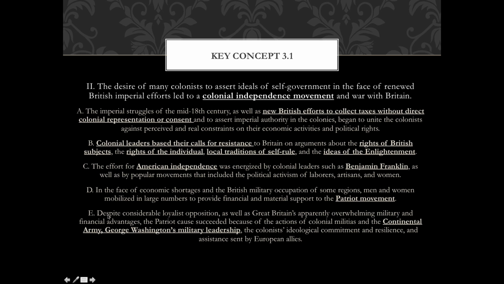E we'll do in class. This is where they actually begin to fight and form an army under George Washington. So we'll look at that later on in class.